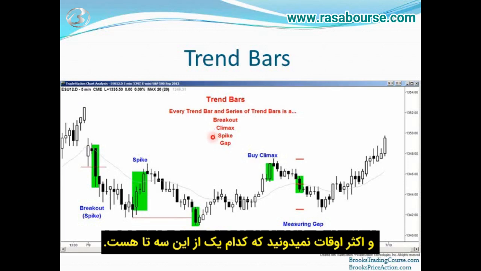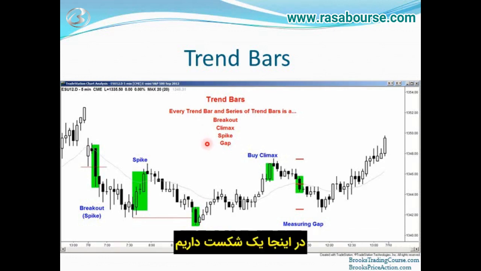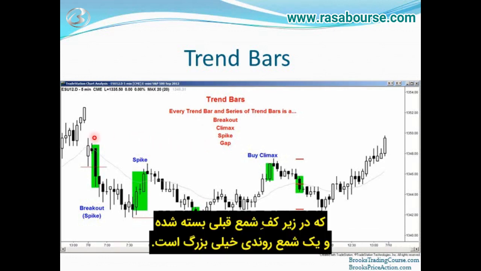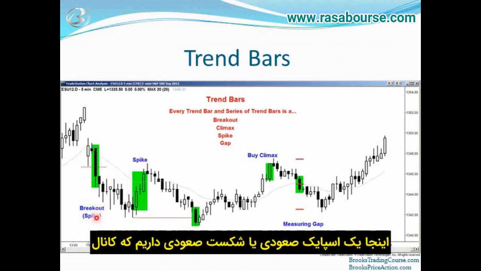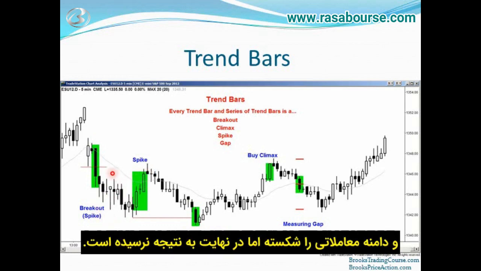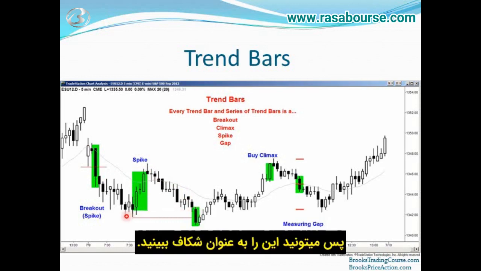And a lot of times you don't know which it's functioning as at the time it's forming, but a lot of times the context will tell you. Here's a breakout, close below the low of the prior bar, a very big trend bar. Breakout is also called a spike. Here's a spike up, an upside breakout. We broke above a channel and we broke above a trading range. It ultimately failed. Here's a bar where the close is below the low of the prior bar and below the low of the day. So you can think of it as a gap, but the market reversed up.